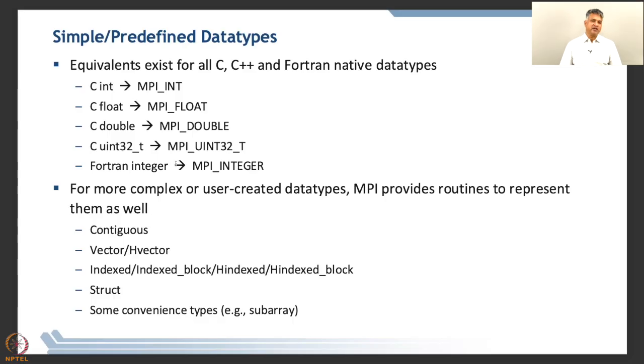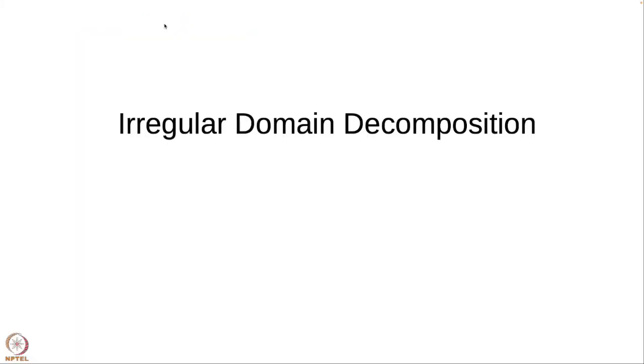You can also create your own data types or have more complicated data types like structures, vectors, struct, and some other convenient stuff like subarrays. So far we have looked at regular domain decomposition, which was for a nicely shaped square or any such regular shape. What if our problem is irregular? How do we do irregular domain decomposition?